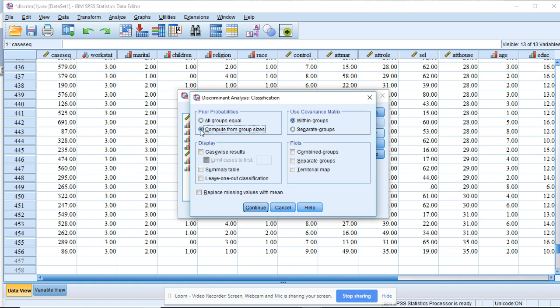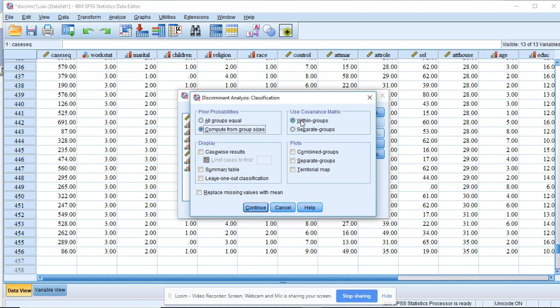If you think about probability, if you have 3 groups, what's the random chance that you would correctly pick one of the groups? It'd be 33%, right? A third of the time you'd be correct if you're just picking between groups 1, 2, and 3, and you're randomly putting cases into each group. You'd be right 33% of the time. If you have one group that's larger than the other, obviously it's not going to be an equal third. So this prior probabilities option adjusts for that.